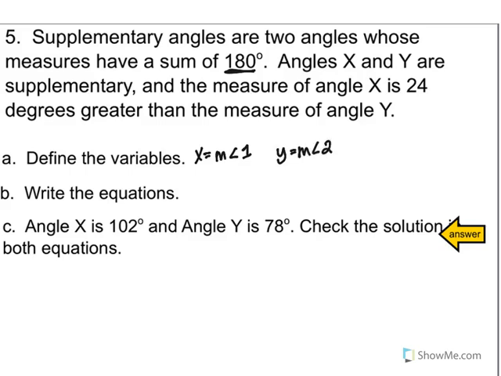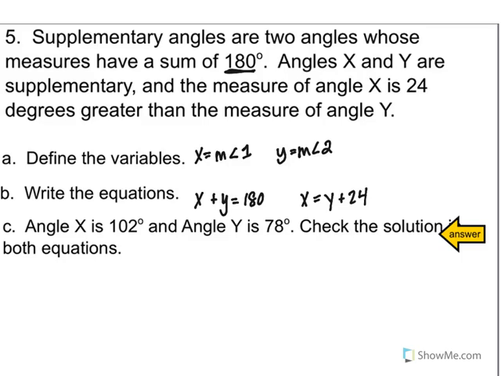All right, for writing two equations, our first equation would have to be x, the measure of angle 1, plus y, the measure of angle 2, is equal to 180 degrees, because it says that x and y are supplementary. The measure of angle x, so x, is 24 degrees greater than the measure of angle y. So if I take the measure of angle y and I add 24 to it, I'll have the measure of angle x. And so those are my two equations.